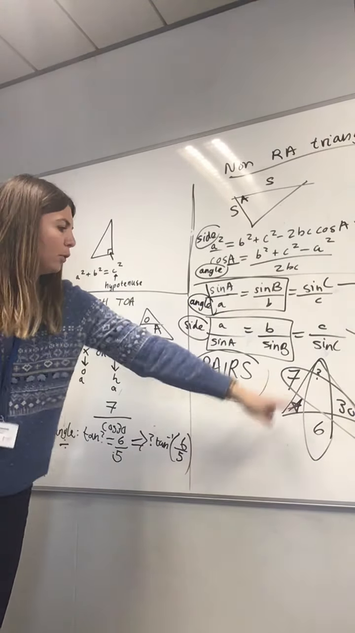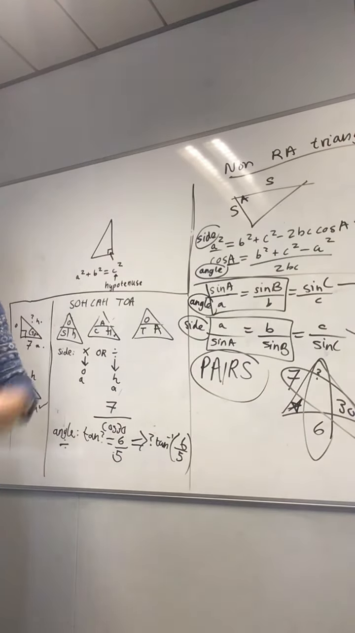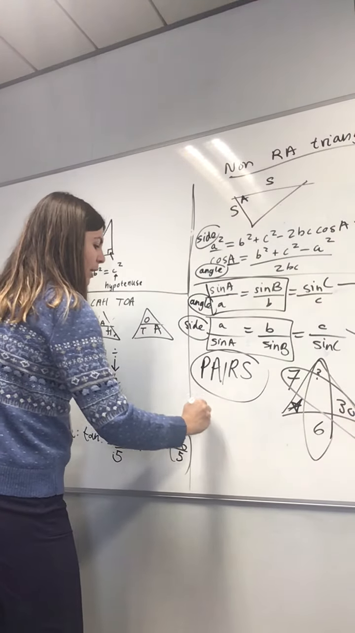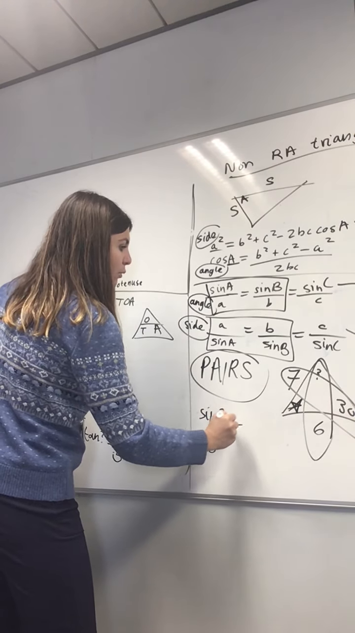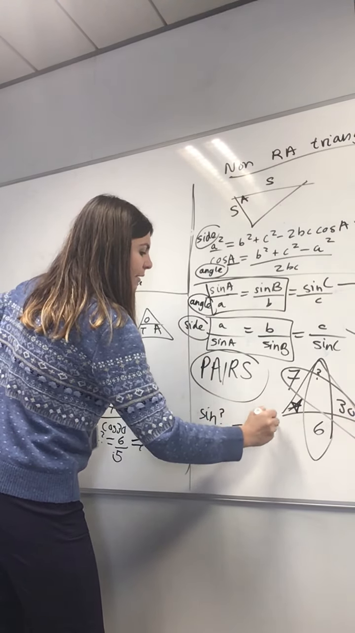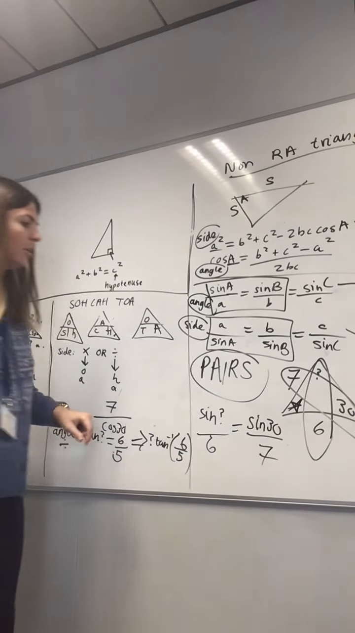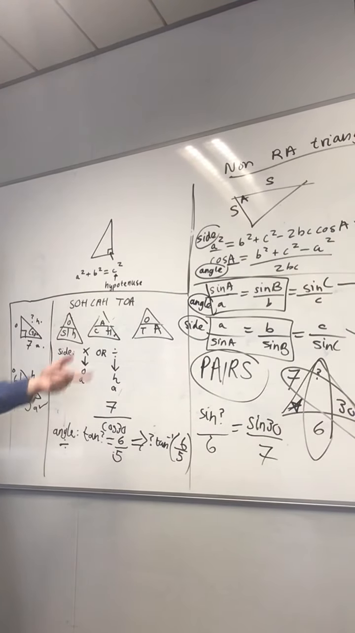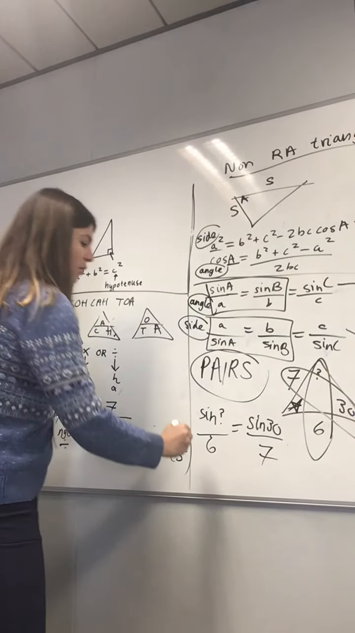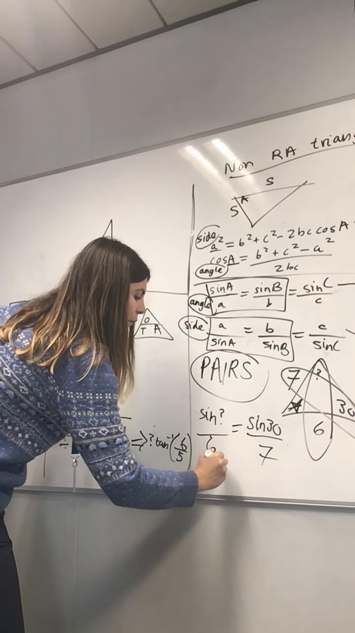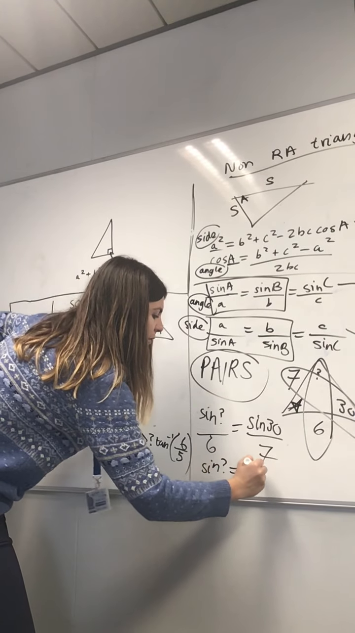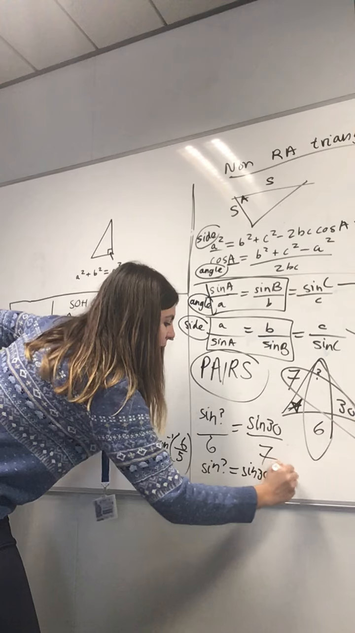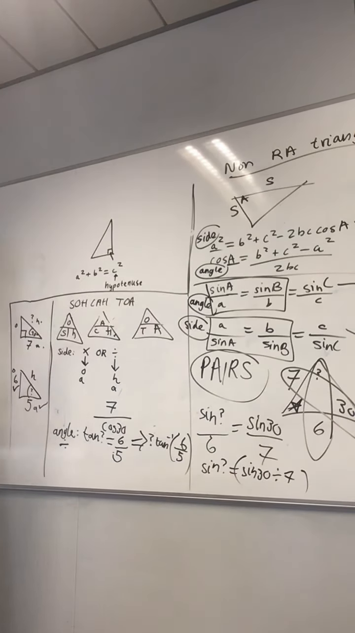So let's go for the bottom triangle. We want to find question mark. That's an angle. So we're going to do sine of the angle, which is question mark, over 6 equals sine of 30 over 7. And then you just solve that equation. The last step, if you're finding an angle, would be to do inverse sine. So you would do sine of the question mark equals sine 30 divided by 7, and then at the end you would inverse sine the bit on the right hand side.